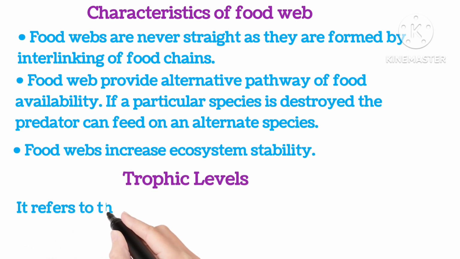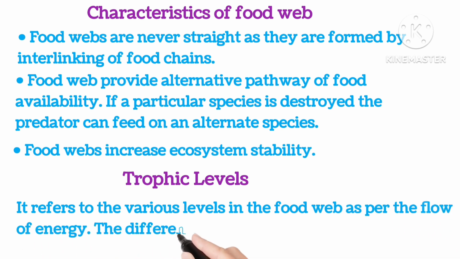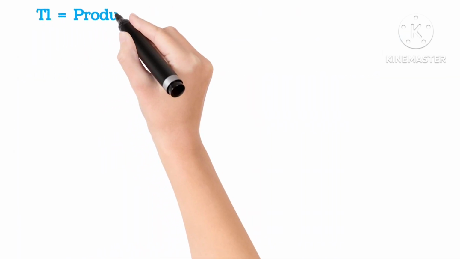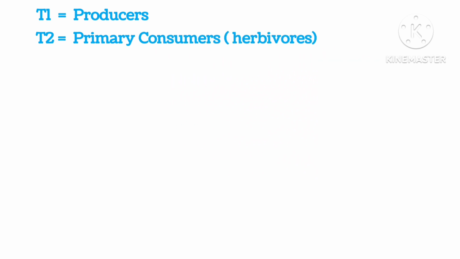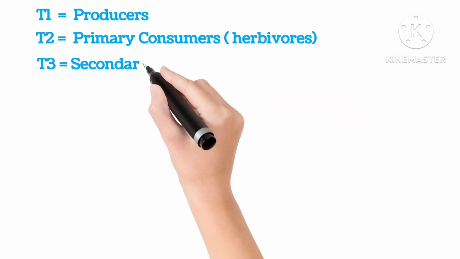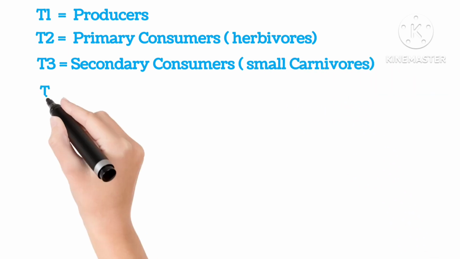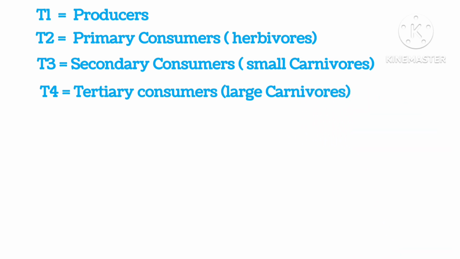Trophic levels. It refers to the various levels in the food web as per the flow of energy. The different trophic levels are: first trophic level is of producers, second is of primary consumers, that are herbivores, third is of secondary consumers, small carnivores, and the fourth trophic level is of tertiary consumers, that are large carnivores.